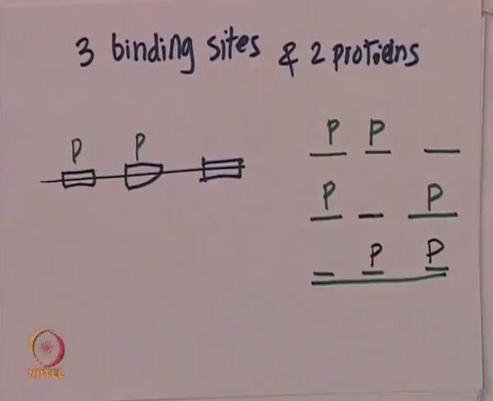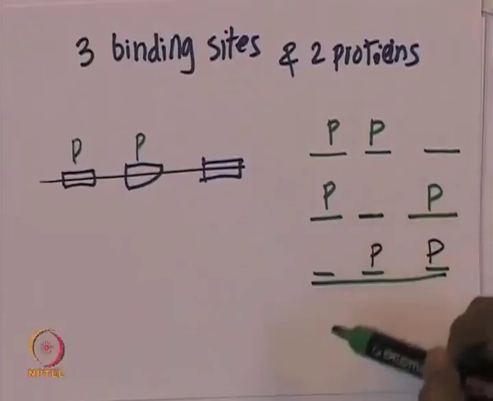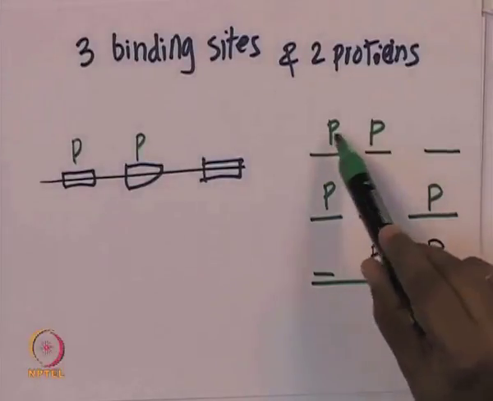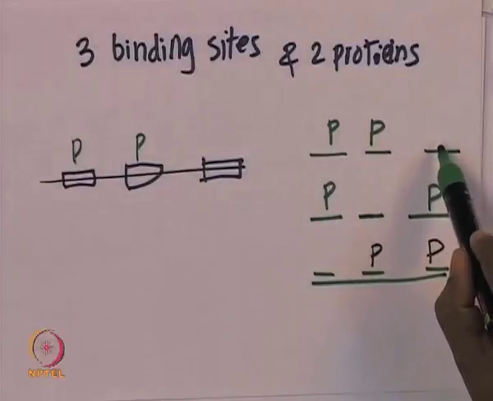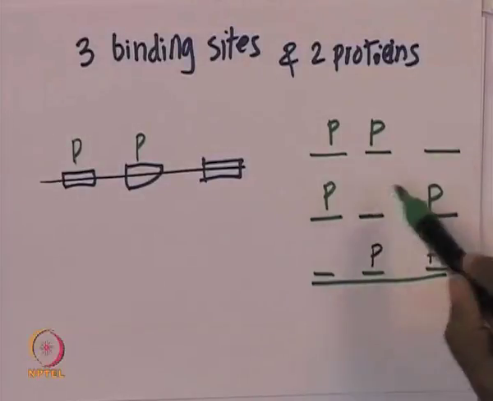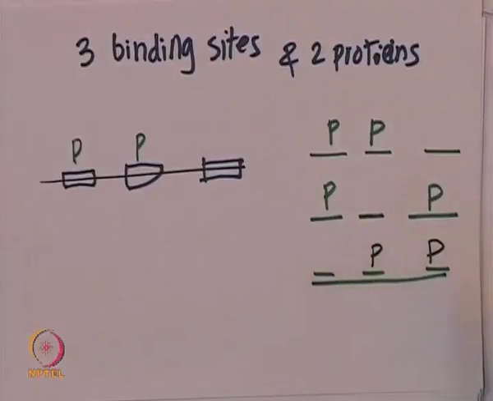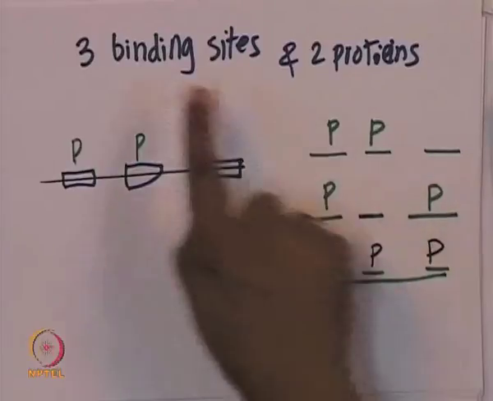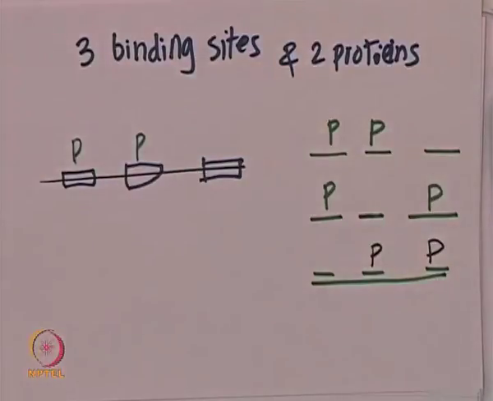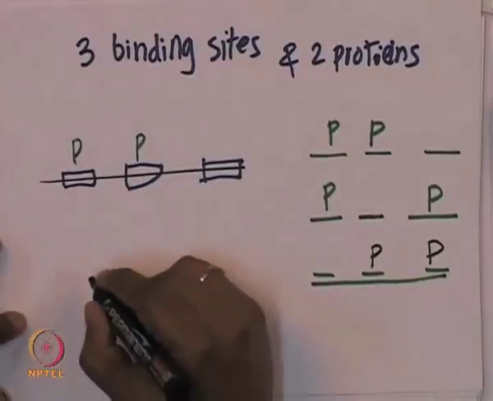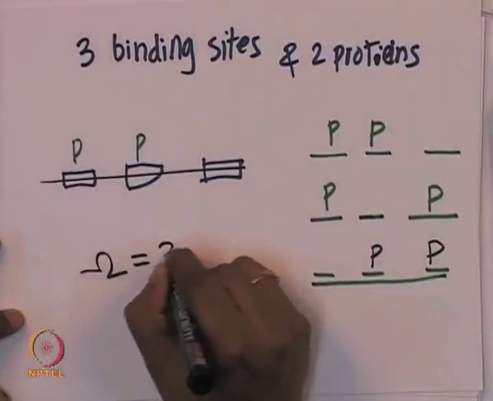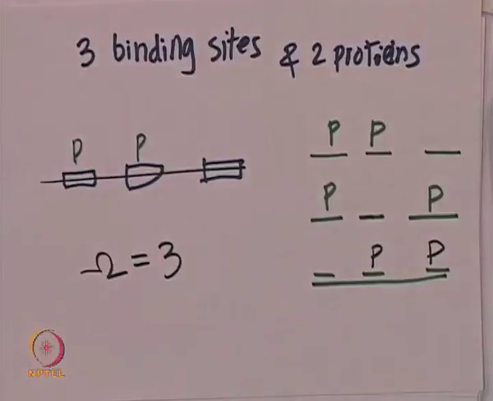Is there any other arrangement possible? We listed 3 arrangements here. In one, these 2 are bound and the last one is free. In another, the middle one is free and the other 2 are occupied. In the third, the first one is free and the other 2 are occupied. So, if we have 3 binding sites and 2 proteins, there are 3 arrangements possible, so omega, the number of arrangements, is 3. Now, think about a little more: 4 binding sites and 2 proteins. So, let us think of 4 binding sites.